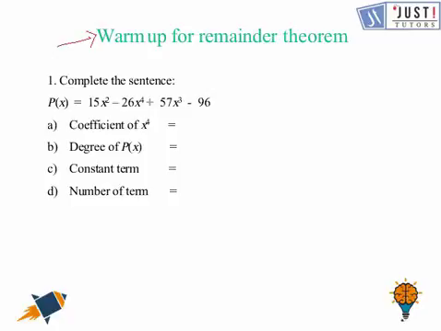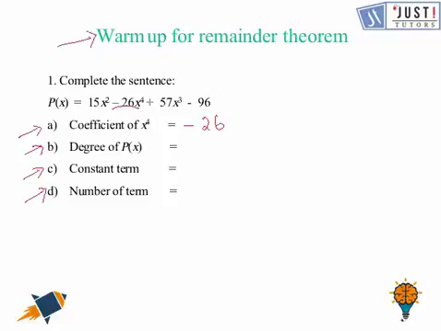As you can see, in question number 1, there are some more parts that need to be answered according to the polynomial p(x) given to us. First of all, we need to find the coefficient of x raised to the power 4. So we look at the term which is x raised to the power 4, then we look at its coefficient, which is minus 26. So the answer is minus 26.